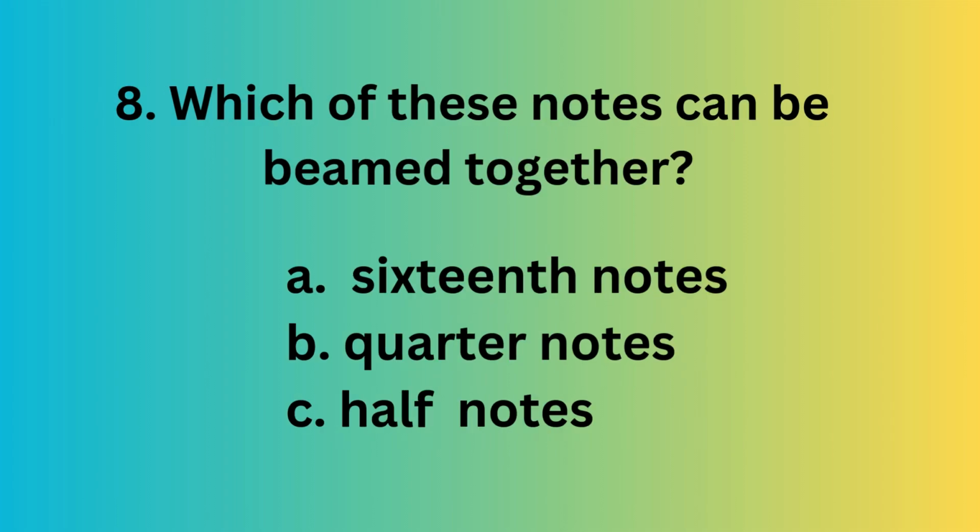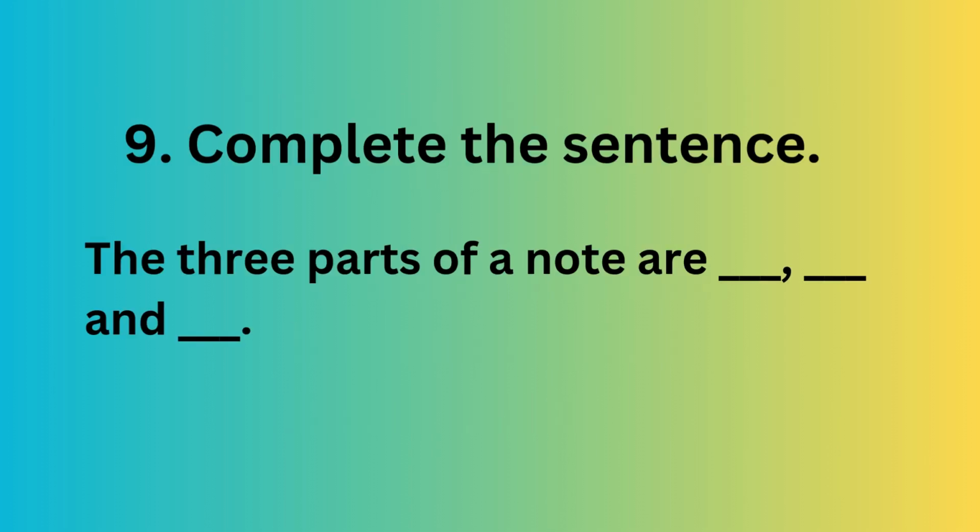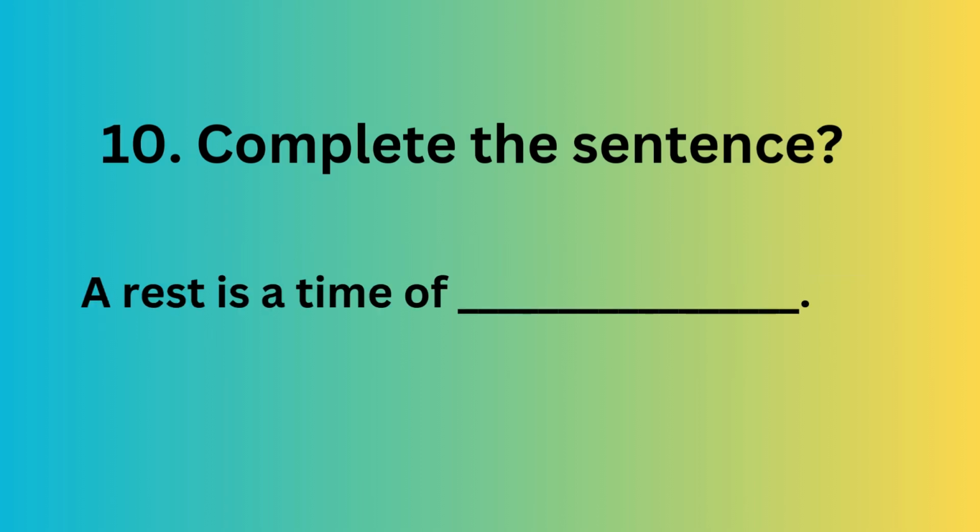Which of these notes can be beamed together? A, 16th notes, B, quarter notes, C, half notes. Complete the sentence. The three parts of a note are blank, blank, and blank. Complete the sentence. A rest is a time of blank.